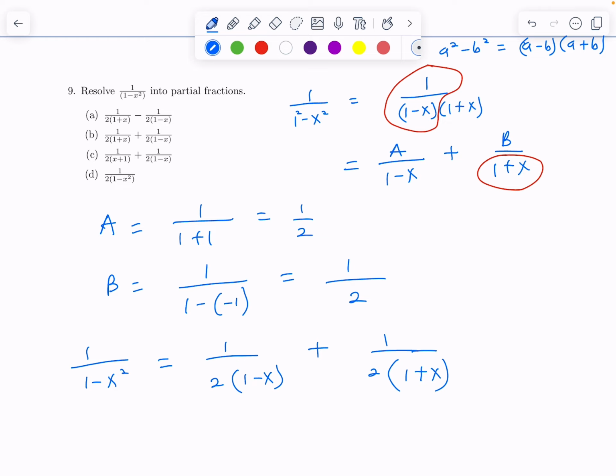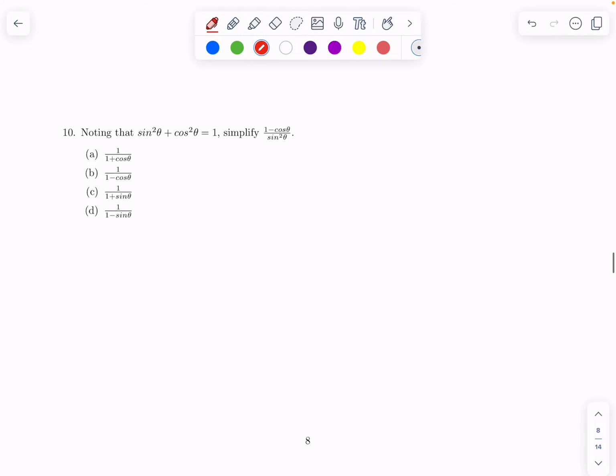So let's look at what option that is. That's option C. So this here, that's option C. Okay, and one thing is that you have to be careful with the options because they can look alike, so you have to be very careful. So let's look at number 10.